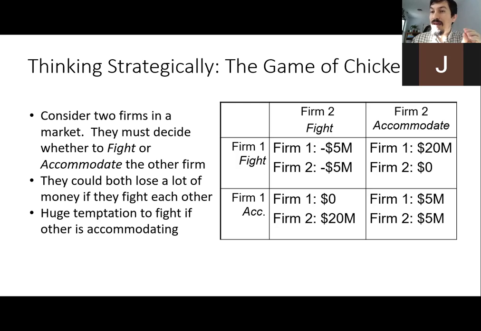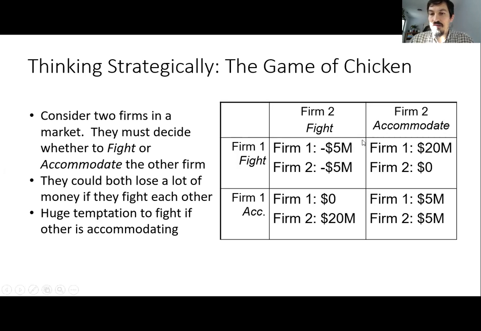But let's think about the payoffs of the firms. We're talking about a game right now. There are two players, firm one and firm two. There are two actions that they could take. They could either fight or they could accommodate. That's what we'll call the two actions, fight or accommodate. And there are payoffs that they generate given every possible combination of actions. This payoff matrix, this box here, will show you what all of the possible payoffs are.